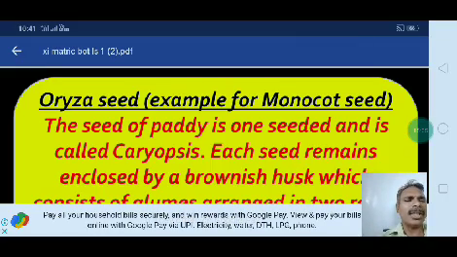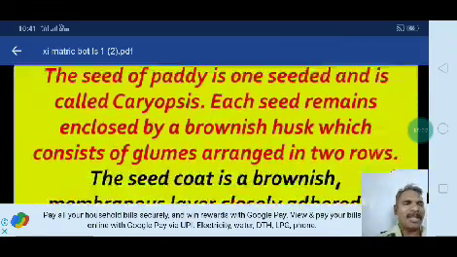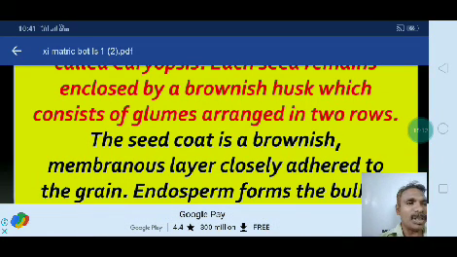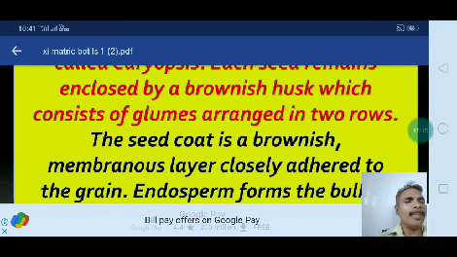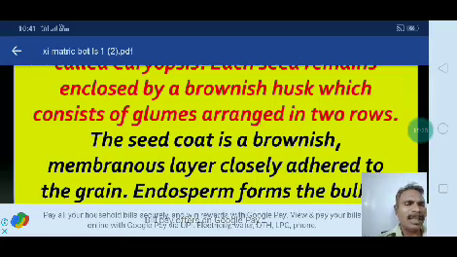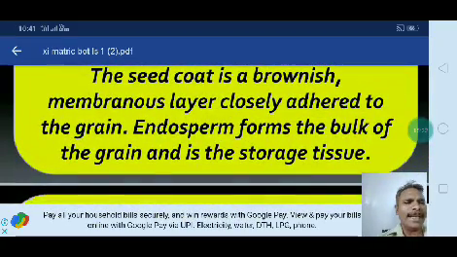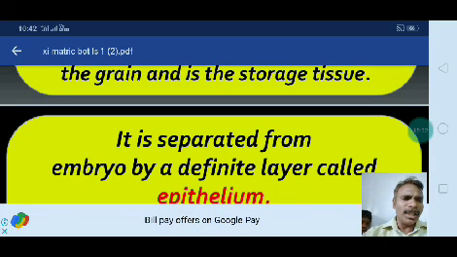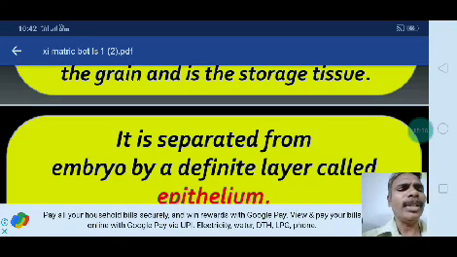Each seed remains enclosed by a brownish husk which consists of glumes arranged in two rows. The seed coat is a brownish membranous layer closely adhered to the grain. The endosperm forms the bulk of the grain and is the storage tissue. It is separated from the embryo by a definite layer called the epithelium. Underline that one.